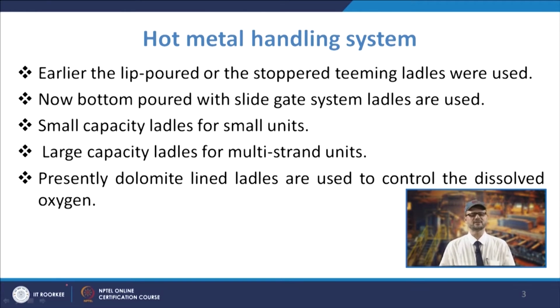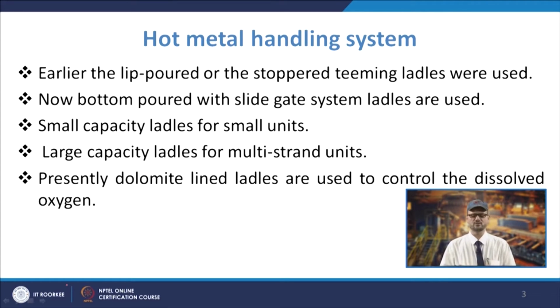Now, small capacity ladles are used for the smaller units, and larger capacity ladles are used for the multiple strand systems. When you have a single strand tundish, you need small capacity ladles, which will be smaller in size. However, if you have a multi strand tundish, 6 strand, 4 strand or even 8 strand, in those cases we use the larger capacity ladles.